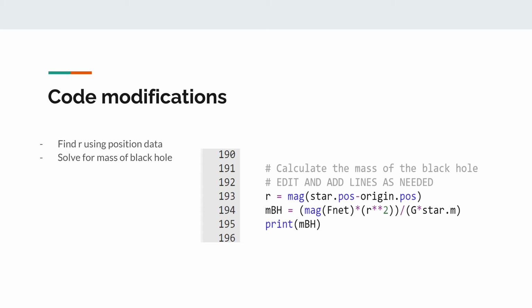So for the next part of the code that I modified, I changed these lines to find the mass of the black hole. You find r using position data, just the magnitude of the distance between the star and the origin, which is the black hole. And then you solve for the mass of the black hole using Newton's law of gravitation.